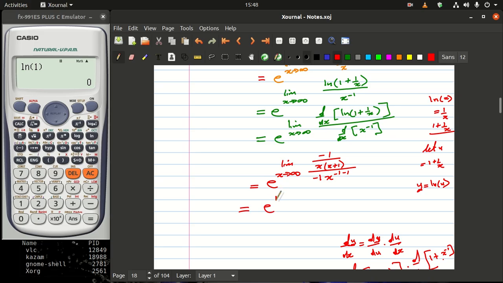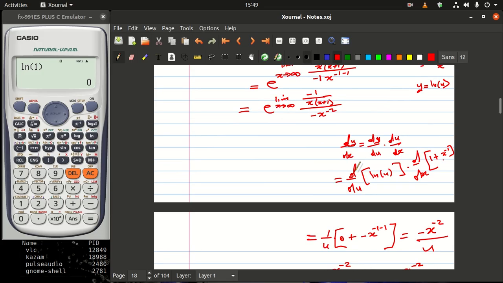I still have e, I have the limit as x approaches infinity, and then if you look carefully into this, you will find out that I have a minus 1 over x, and then I have x plus 1. Let me first divide, and then we'll work it out later. I have minus x minus 2 here, and then if we are rewriting this, I can clean this up. Hope you have copied it. I'm going to clean this thing up.